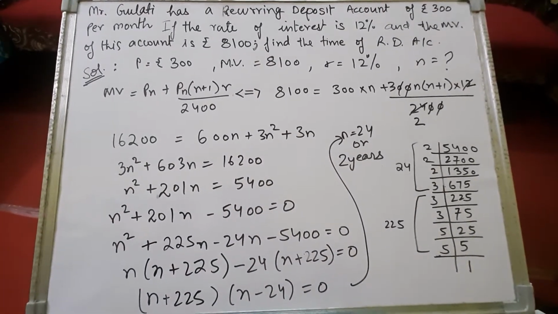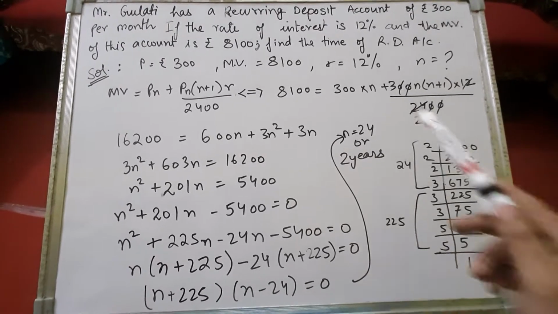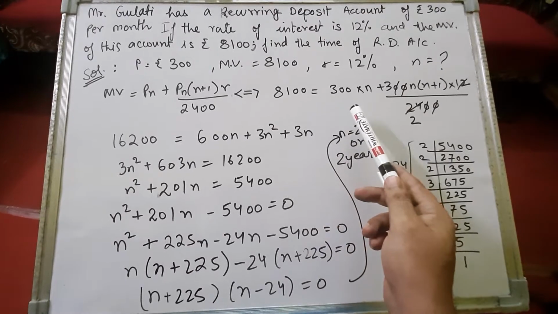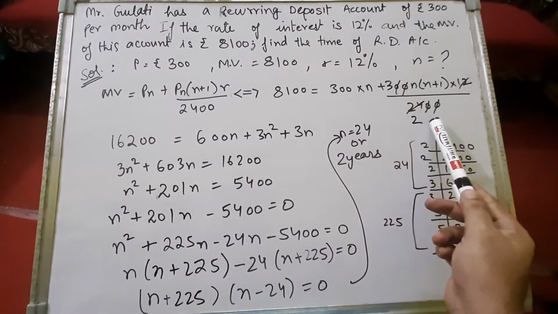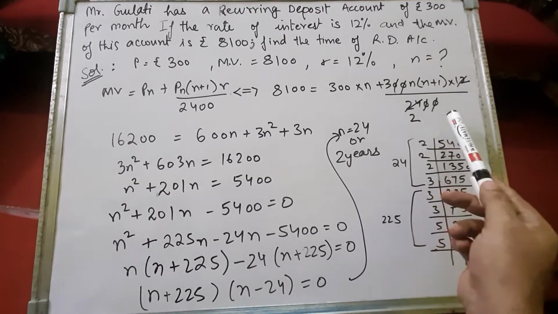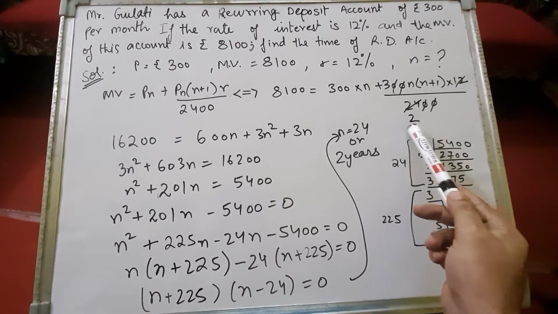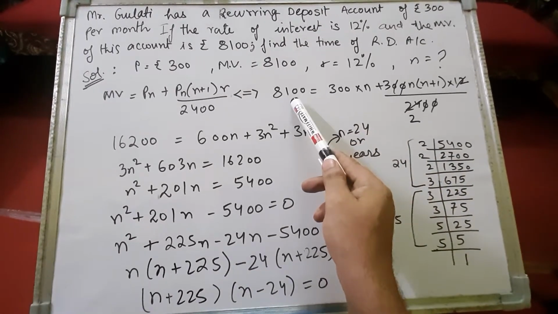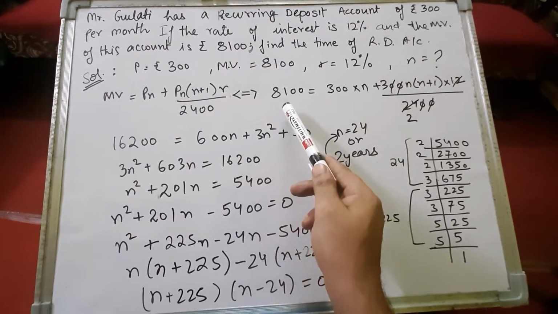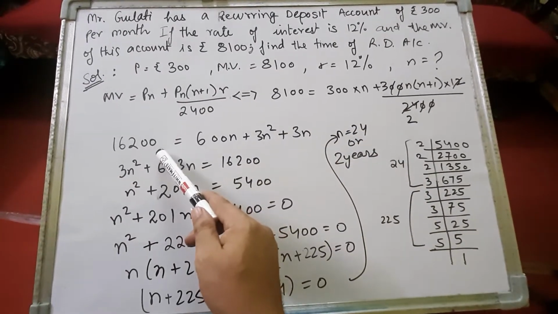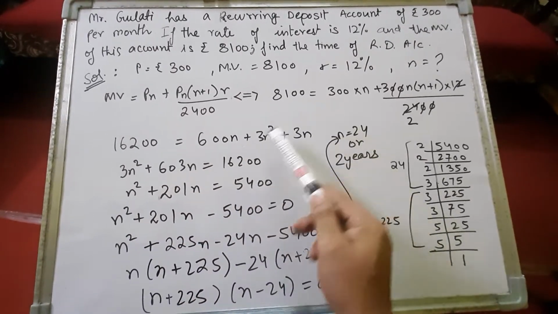Now when we substitute the values, what do we get? 8100 equals 300n plus 300n(n plus 1) into 12 upon 2400. So these two zeros will get cancelled. 12 ones are 12 and 12 twos are 24. Now what I have done is taken 2 as the LCM and cross multiplied. So when we take 2 as the LCM, this will become 600n. Then when you cross multiply, 8100 will become 16,200.